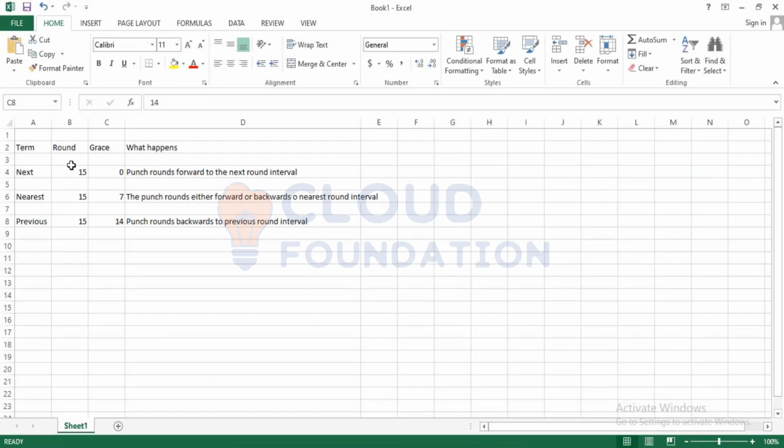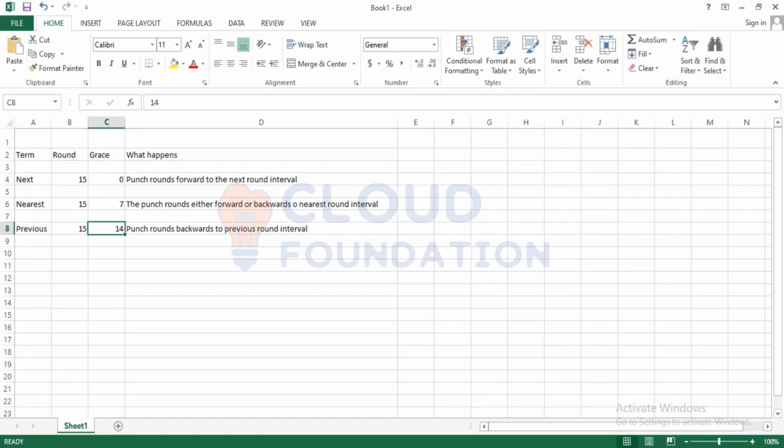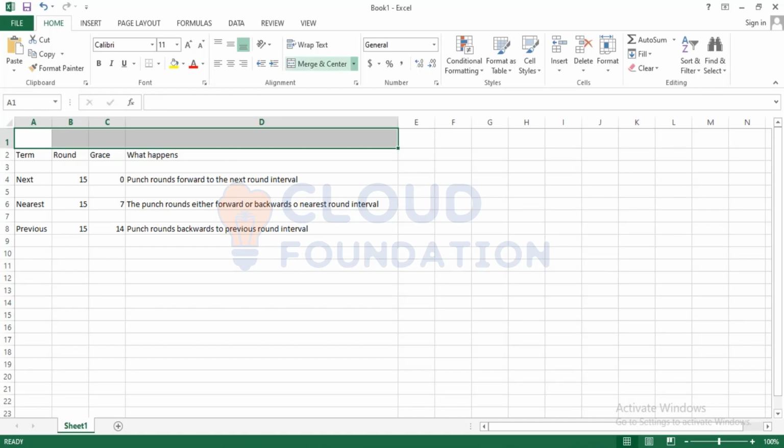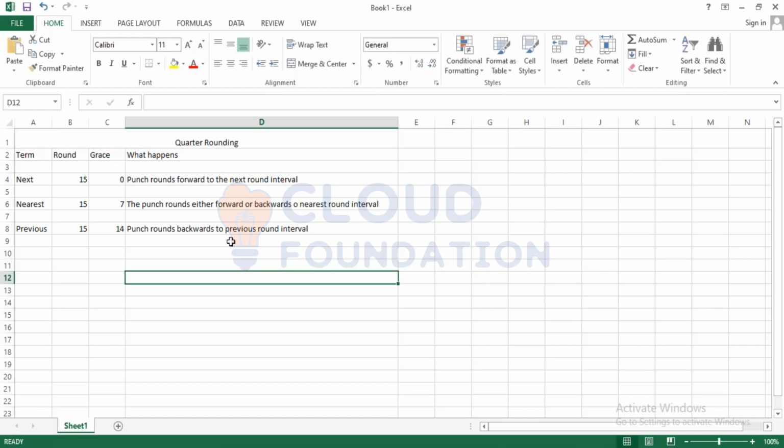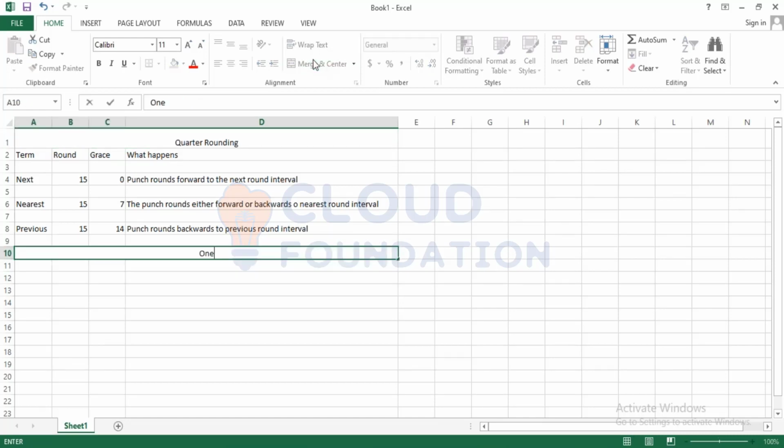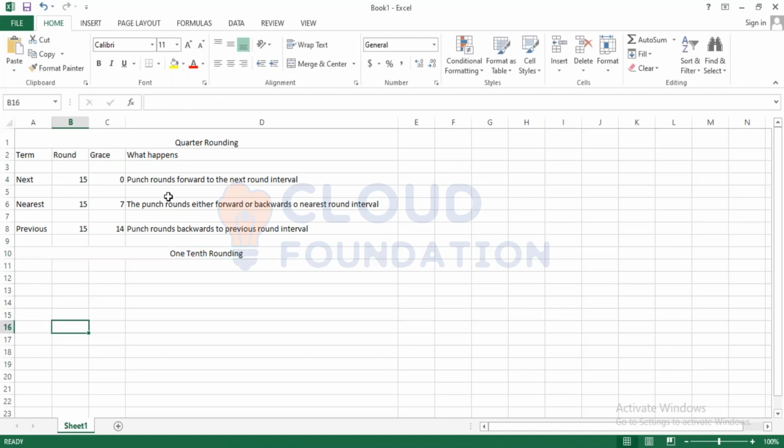Okay, so this is for quarter. So this is quarter rounding. So the next thing I want to do is 1/10 rounding.